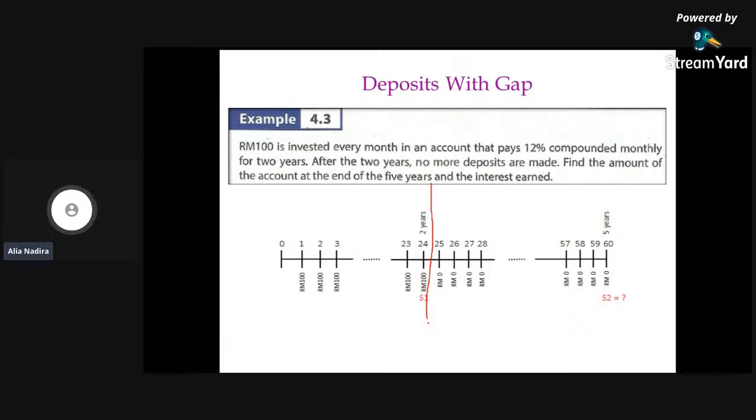Okay, then after 2 years, okay, selepas 2 tahun, no more deposit are made. No more deposit are made maknanya dia tak masuk apa-apa, tapi dia biarkan the same amount, the amount that dia ada dalam account tu, dia just biar, dia tak usik lah. Then find the amount of the account at the end of the 5 years. So kita sekarang nak cari amount yang you ada after 5 years. So it is a combination of annuity and compound interest.